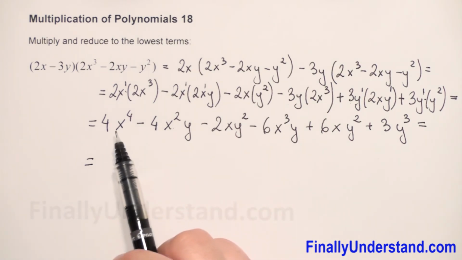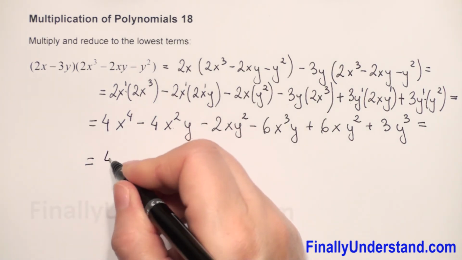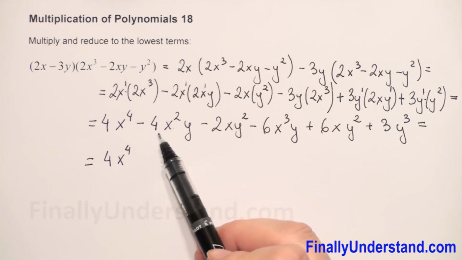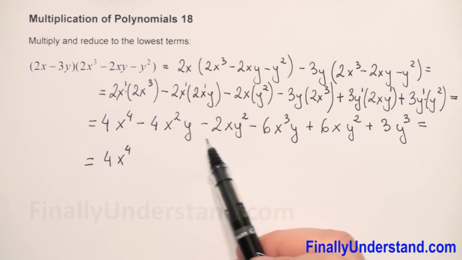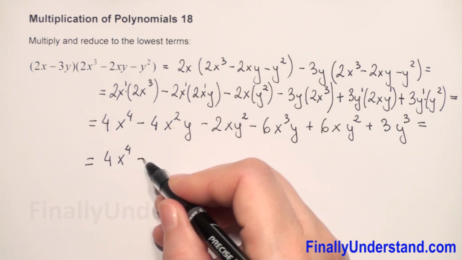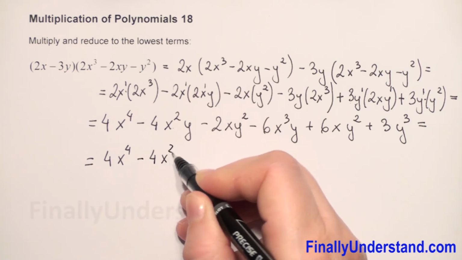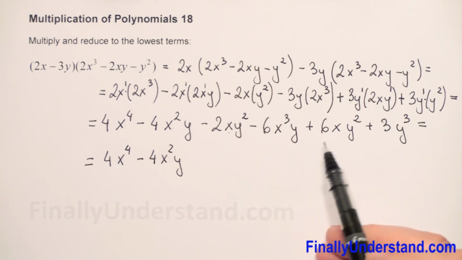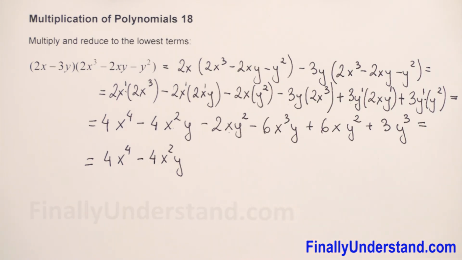We have only one expression with x to the 4th power. So 4x to the 4th power we have to rewrite. Next we have x squared y, and we don't have another x squared y. So we have to rewrite negative 4x squared y. Next we have xy squared, xy squared. So we can combine these two terms.